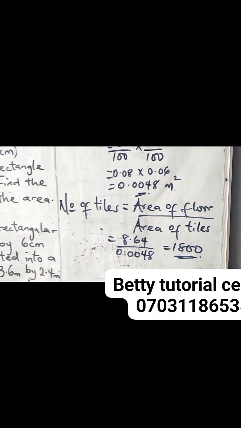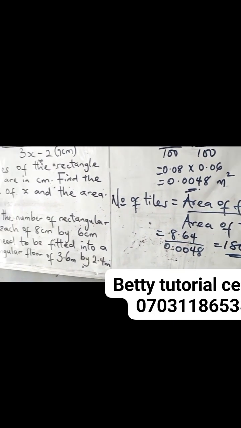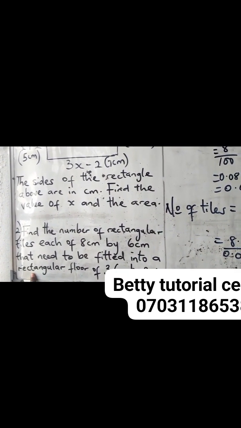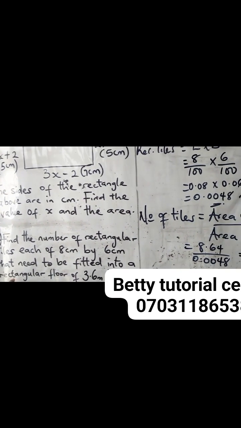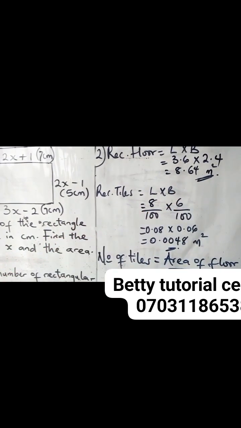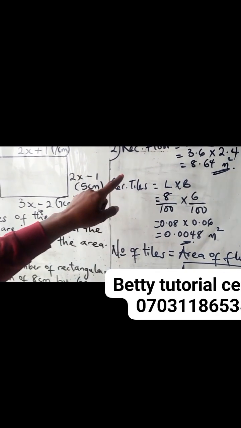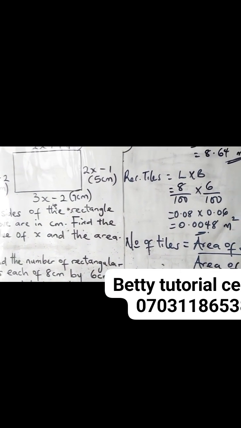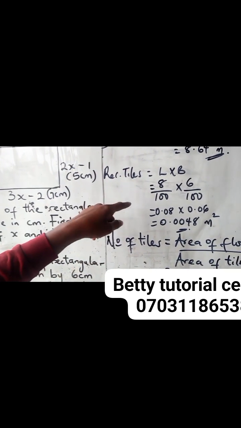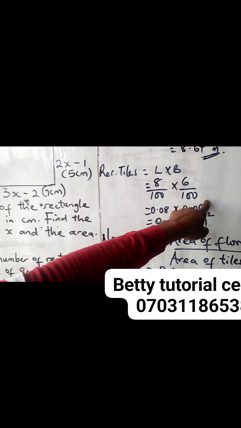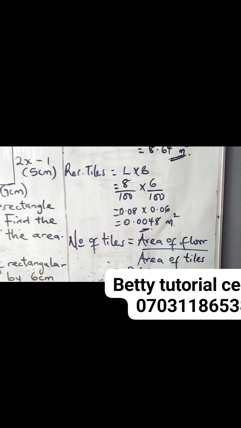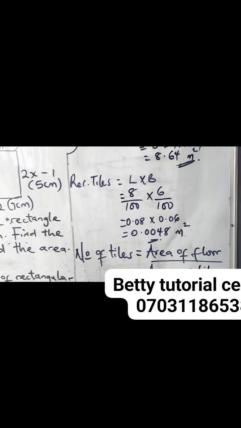Let me explain. The floor is a rectangle. It's a rectangular floor. So it means we need to calculate using the area of a rectangle, which is length times breadth. Now, given that the length and the breadth are in meter here, it automatically means we need to change the unit of the tiles also to meter, and that's why we divided by 100. Changing centimeter to meter, we need to divide by 100. So we divided this by 100 and then divided that by 100 to have 0.08 times 0.06, giving us 0.0048.